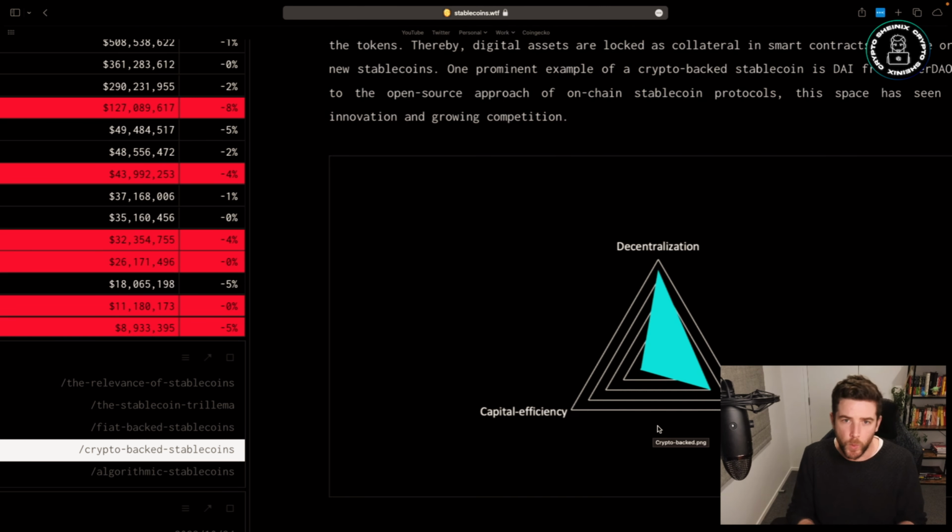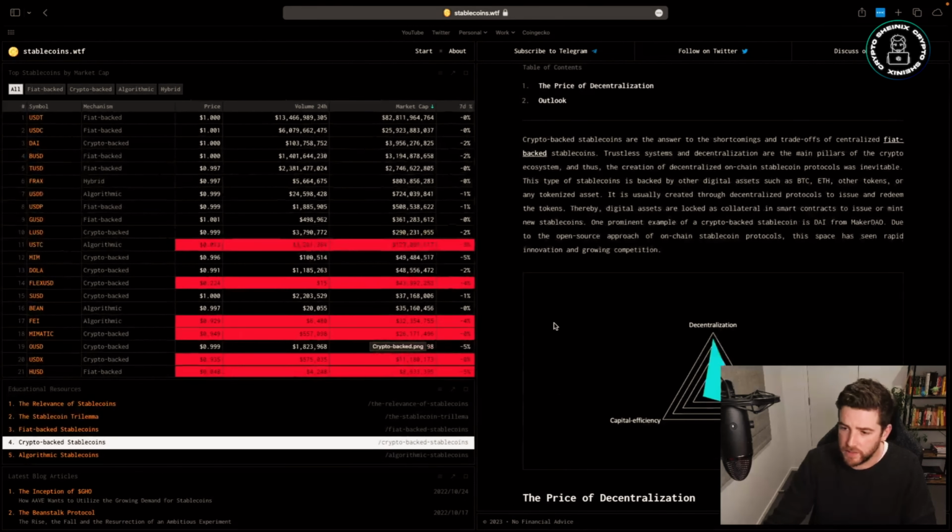You cannot mint one-to-one. Currently in some protocols like Maker, I think it's like 150%. You have to put in 150% of the value that you want to borrow or mint, to account for all the variances in the prices, right?